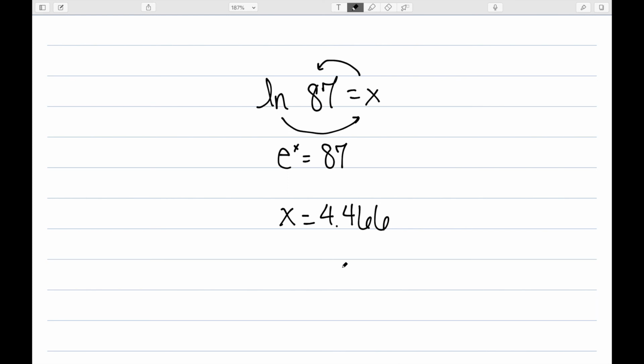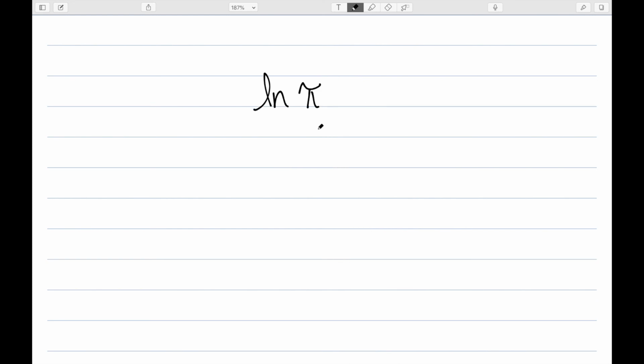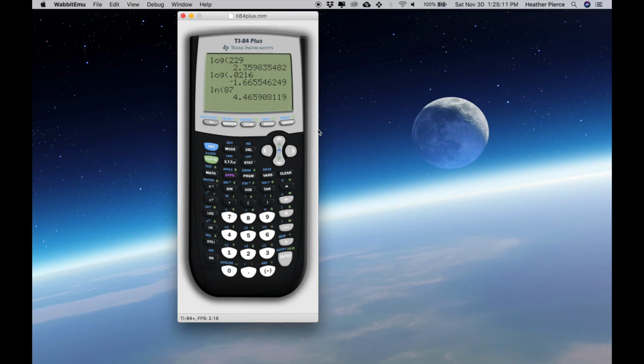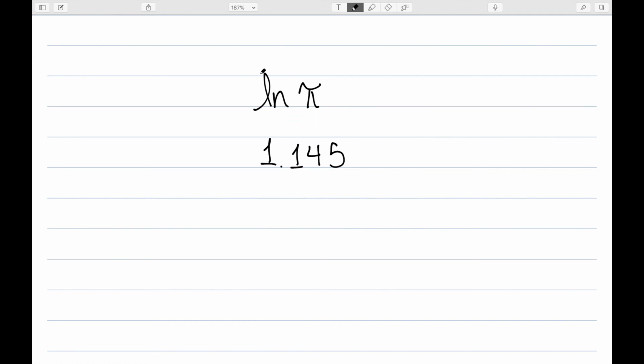Let's do one more of these. I want to find ln of pi. So if we go to my calculator, we can hit our ln button. And pi is roughly 3.14159. And we get 1.1447 if we round. So anytime we have an ln, we should know that this is base e.